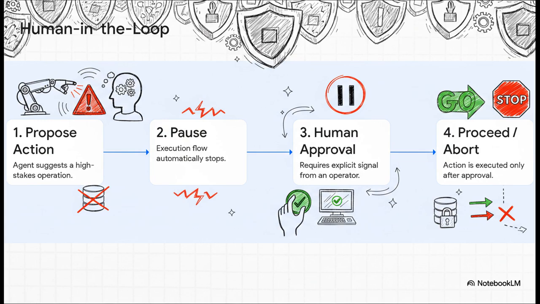But for the most critical, high-stakes actions, you need the ultimate guardrail, a human in the loop. If an agent proposes something really dangerous, like delete production database, the whole system just pauses. It cannot continue without an explicit yes from a human operator. Without that final green light, the action is canceled. For dangerous operations, this is completely non-negotiable.